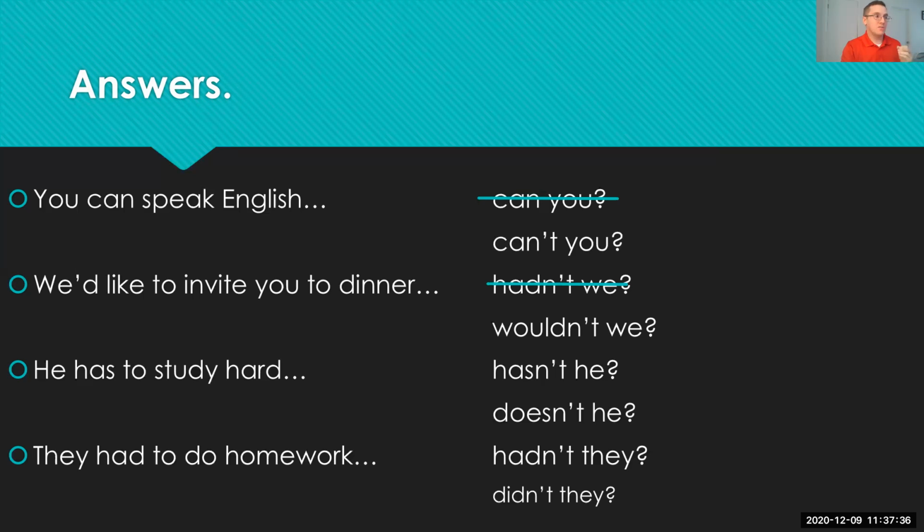He has to study hard, doesn't he? Again, with the modal have to, has to, we want to use the auxiliary do. They had to do homework, past tense. So yesterday they had to do homework, didn't they? We use the past tense for did.